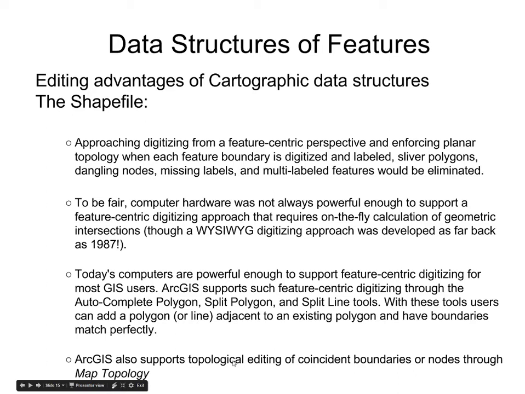ArcGIS also supports topological editing of coincident boundaries or nodes through something called map topology. Map topology, you'll see during a demo that I'm going to do, and it is supported at the lowest license level of ArcGIS, at the basic license level. So it's a way to edit coincident features and move all coincident features at one time without having to move them individually.